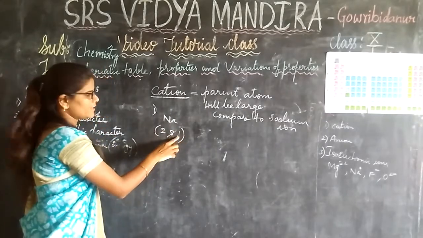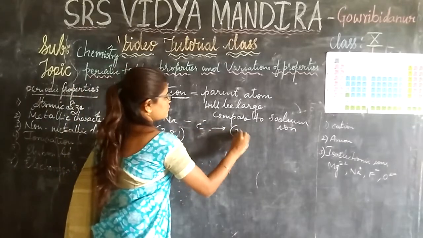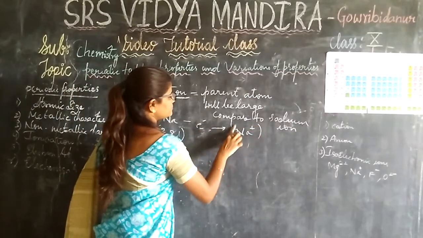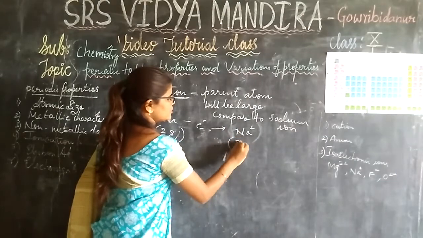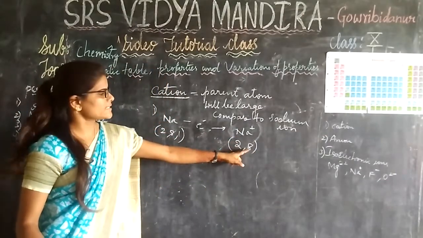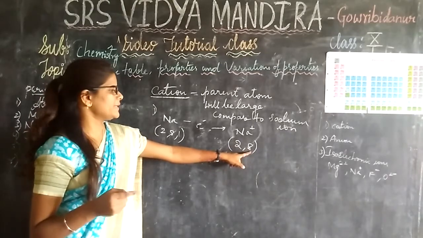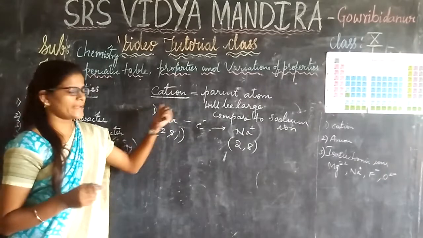1 electron will be in the outermost shell. When it loses 1 electron, it forms the Na plus ion, which will be having electrons 2, 8. The outermost shell accommodates 8 electrons and attains maximum stability. This is how a cation forms.